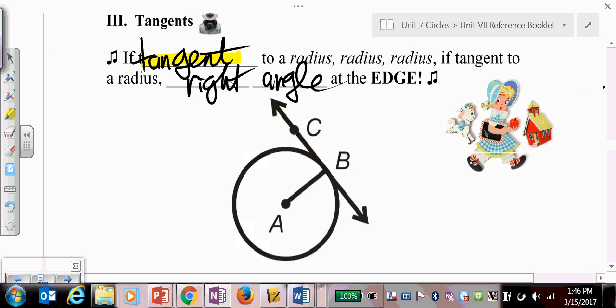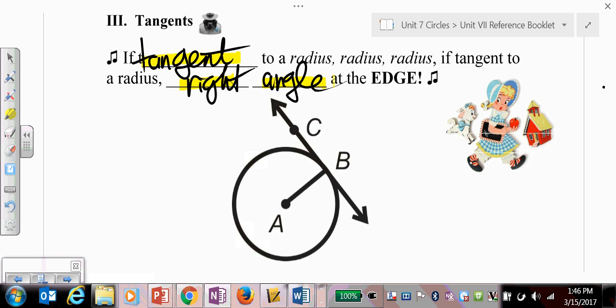If tangent to a radius, if tangent to a radius, right angle at the edge. We're going to sing this 3 times. The first time we're just going to sing. If tangent to a radius, if tangent to a radius, right angle at the edge.